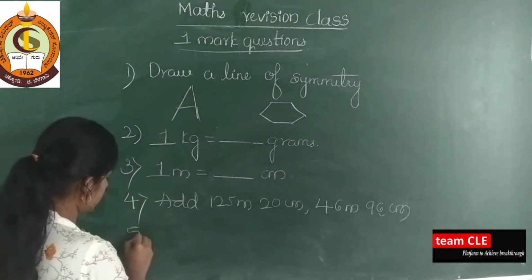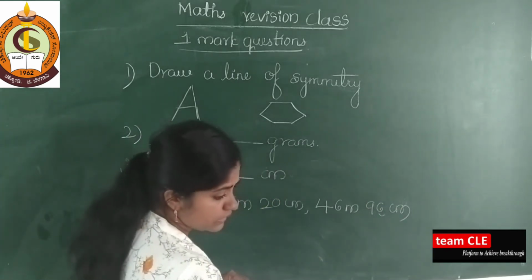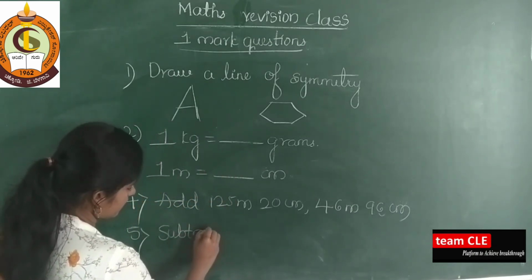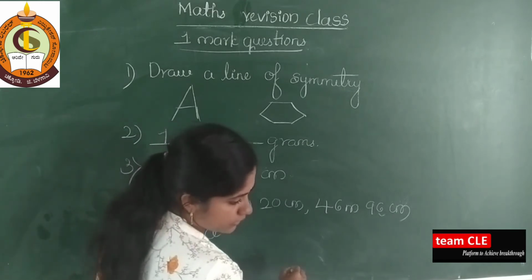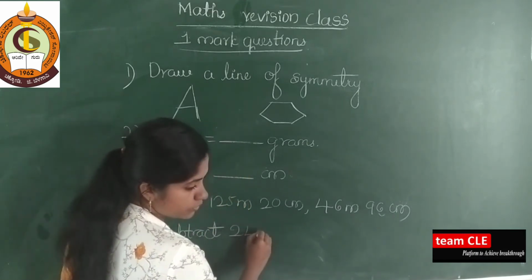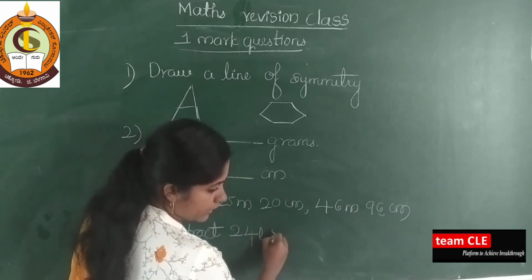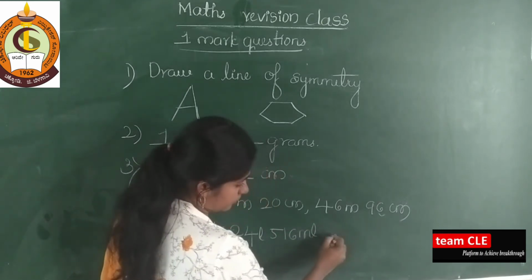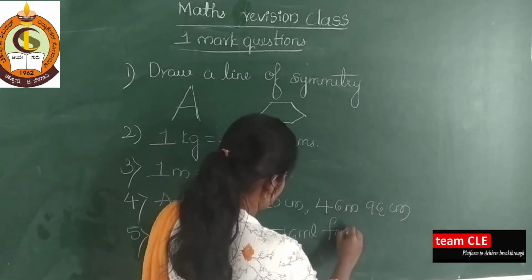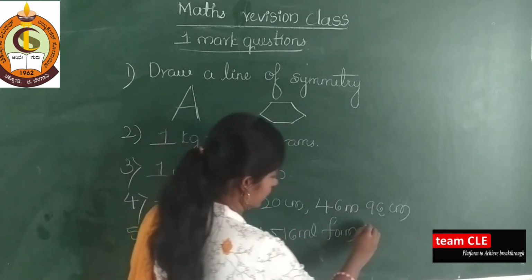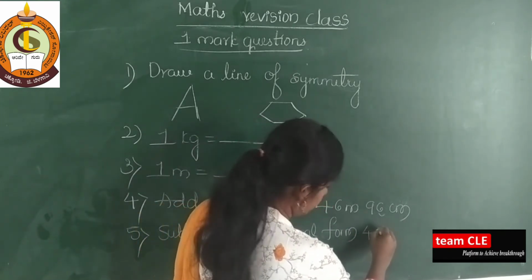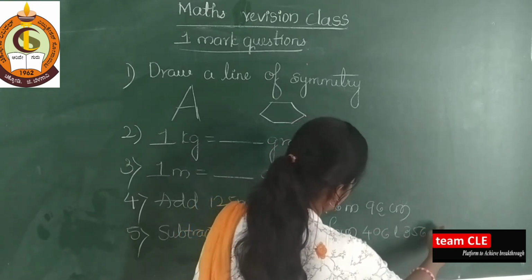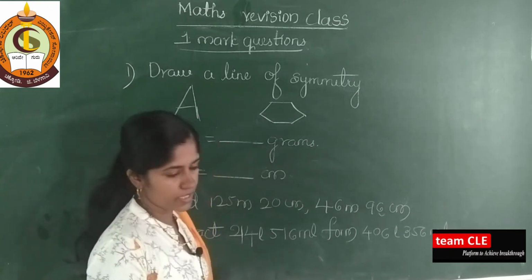So fifth question is subtract 214 liter 516 ml from 406 liter 356 ml. So now I will discuss these 5 questions.